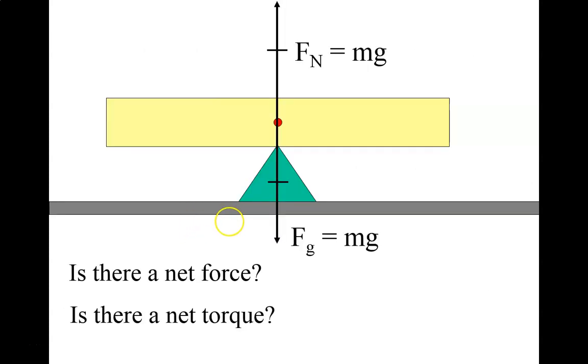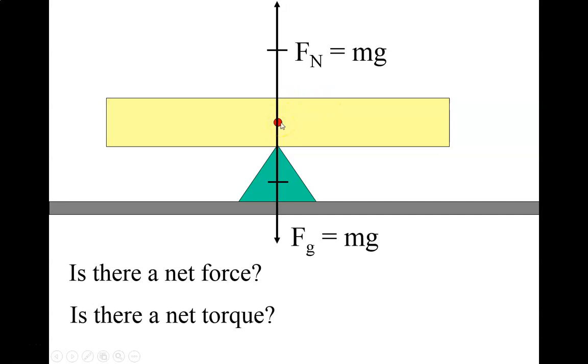Okay, so here we've got a meter stick that's balanced on a triangular pivot point. So is there going to be a net force acting on this meter stick? These are the forces shown on it. We've got a force of gravity equals mass times gravity. We've got an equal upward force, which we're showing with hash marks, the normal force by the pivot point. And so the answer is there's not going to be a net force because these forces are going to cancel.